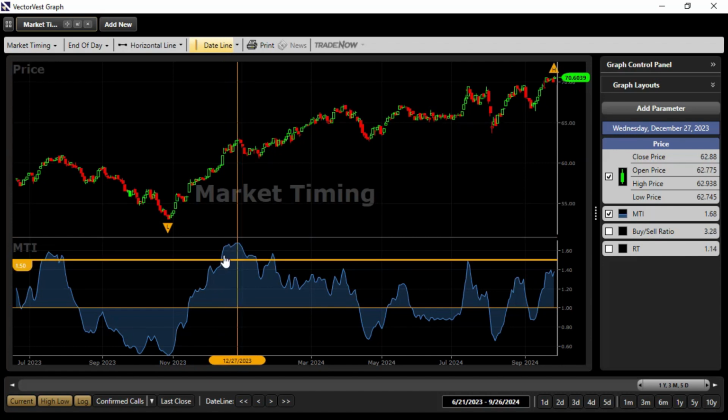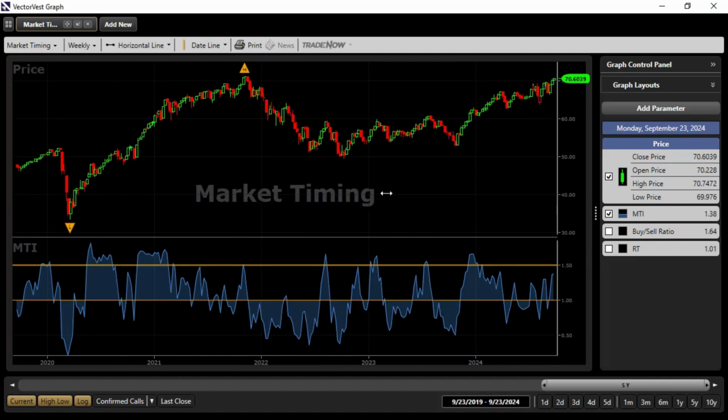Sometimes the MTI can remain above 1.5 for some time. Typically, that's when the preceding sell-off was rather deep. So the deeper the correction, typically the steeper and longer in duration is the following uptrend. Now, the same concepts are also true for falling markets.